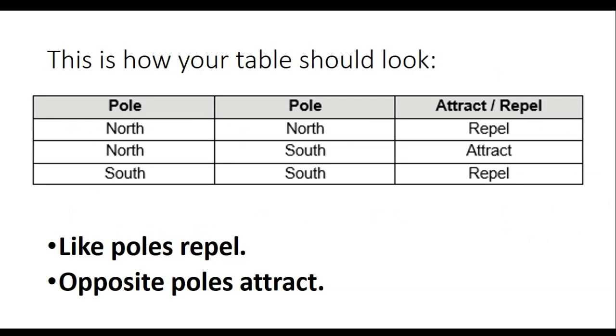So this is how your table should look. For each scenario you should either write that they repel or that they attract. So remember that like poles repel, so north pole and north pole repel, south pole and south pole also repel, north pole and south pole will attract because they are opposite poles. Make sure that you mark your work and do any corrections that need to be done.